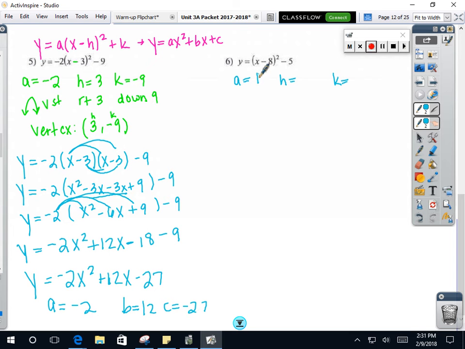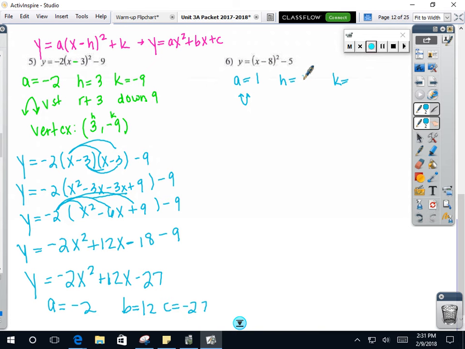Since it's a positive 1, the parabola will open up. No, it's neither a stretch nor a shrink. It has to be greater than 1 to stretch, less than 1 to shrink. If it's exactly 1, it doesn't do either. It's just like the parent function, the standard width.